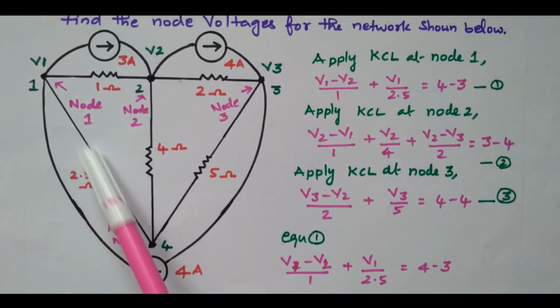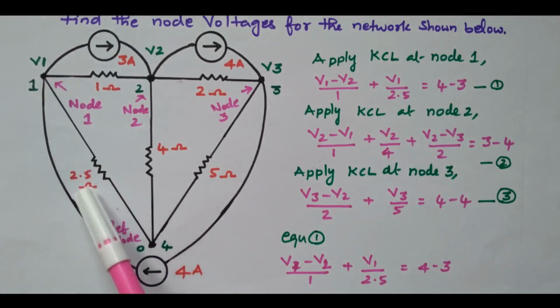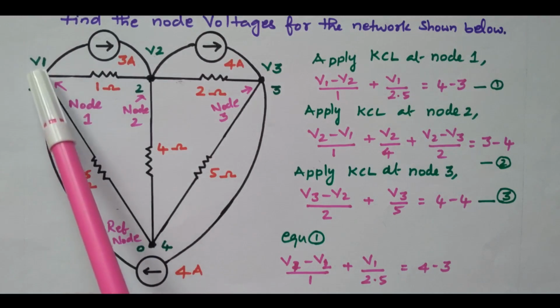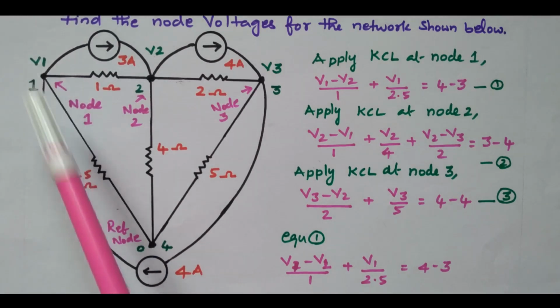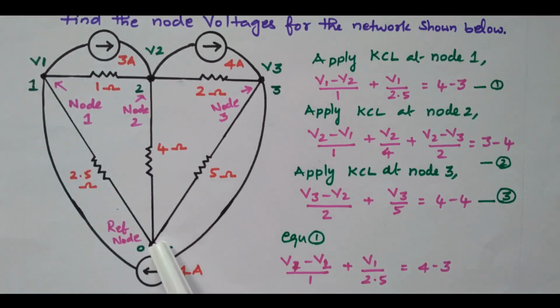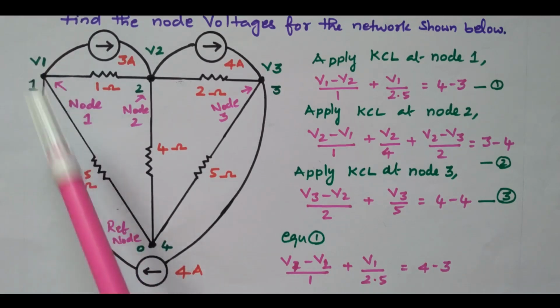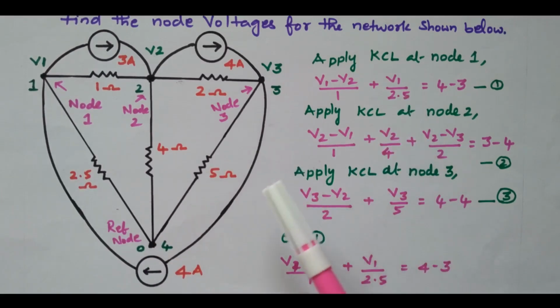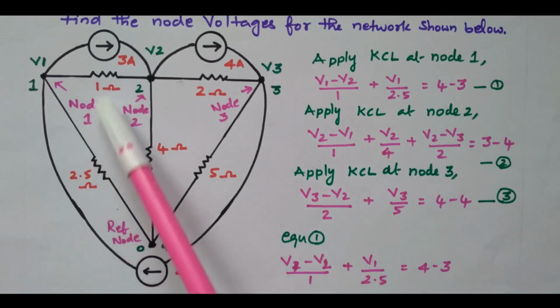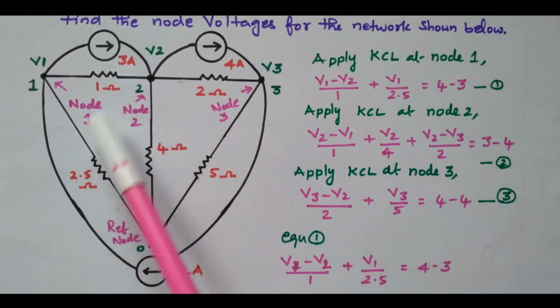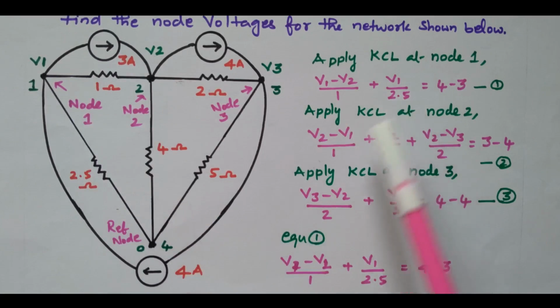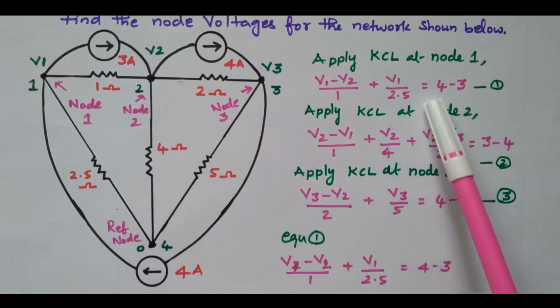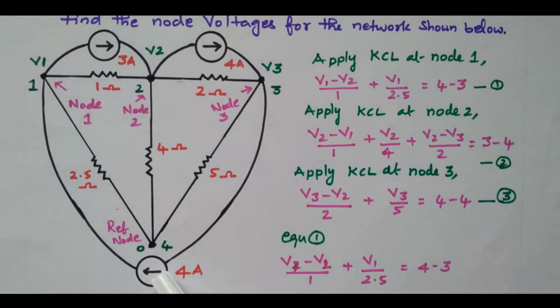Similarly, we have one more resistor available at this node, the 2.5 ohm resistor. It is connected to node 1 at a voltage of V1. The other end is the reference node, whose potential is 0. So V1 divided by 2.5 is the current flowing through the 2.5 ohm resistor. So these are the two currents flowing through the 1 ohm resistor and the 2.5 ohm resistor. So that is equal to the current due to the current sources.